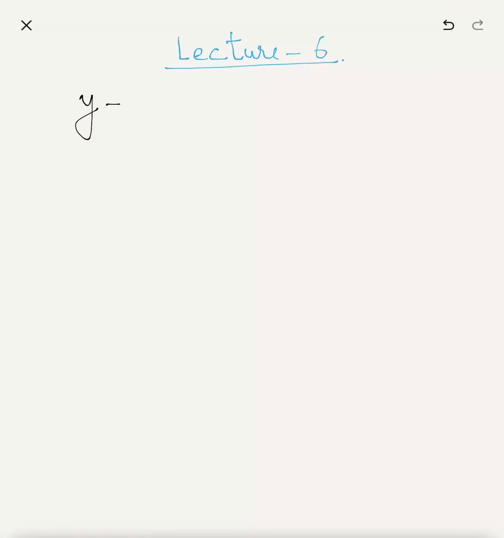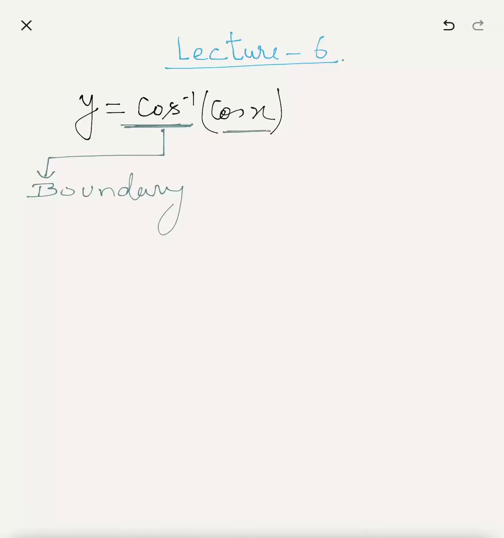It is y equals to cos inverse of cos x. See, this one is your outer function which is inverse. It will decide what? Boundary, isn't it? This decides your boundary, and the inner one will tell you about continuity, isn't it? We already know cos function is continuous.